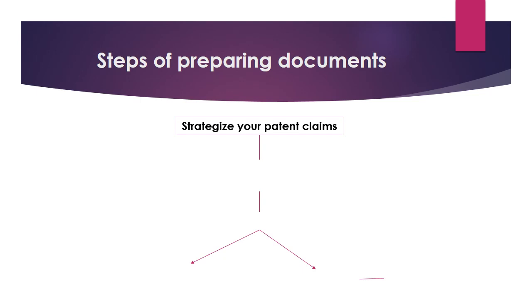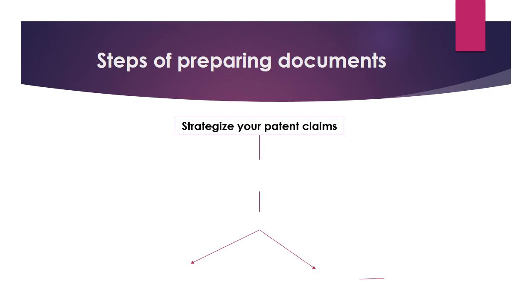Once you determine that, you have to strategize your claims. You have to decide what you have to put ahead, what you have to claim in the first claim, and what should be your dependent claims. There are dependent and independent claims. We will learn more about this in the patent drafting session.